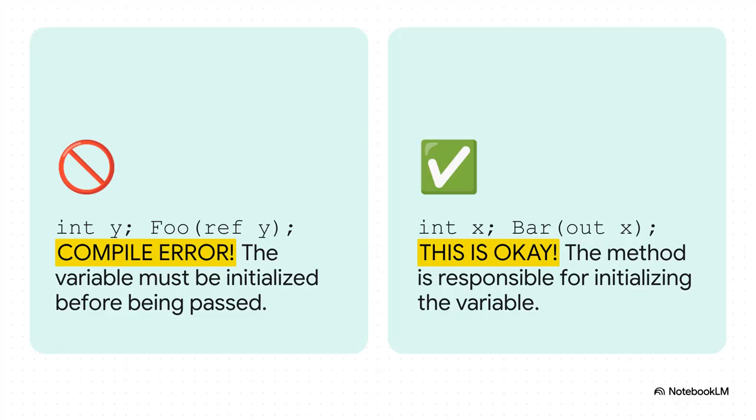And here's the proof. If you try to pass an uninitialized variable using ref, bam, compile error. The compiler is saying, hey, the contract says ref variables must have a value when they come in. But with out, no problem at all. It's totally fine because the compiler knows the method has promised to assign a value before it's done.